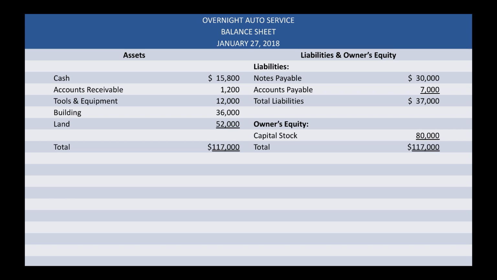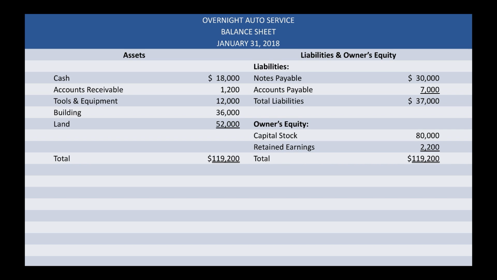The cash account decreases by $150, and accounts payable also decreases by $150. The total assets are now recorded at $117,000. Total liabilities plus owner's equity is equal to the same amount. On January 31st, Overnight recorded auto repair services provided for the last week of January of $2,200 received in cash. Try updating the balance sheet before moving to the next slide. Be careful with this one.